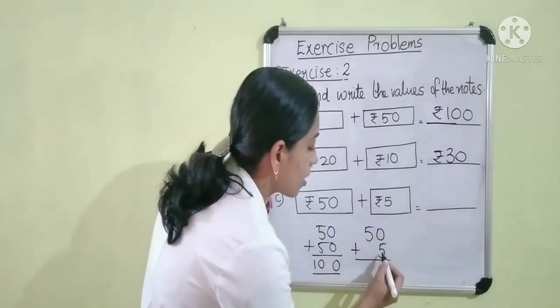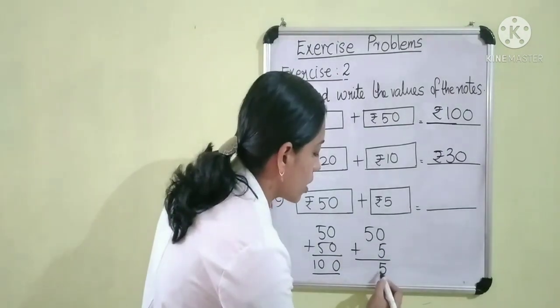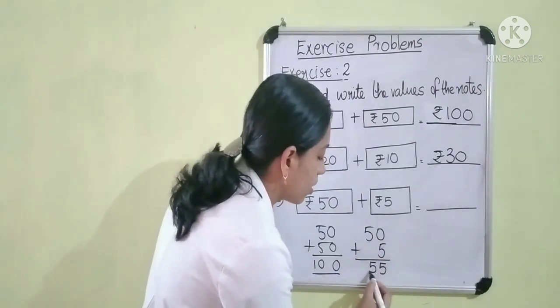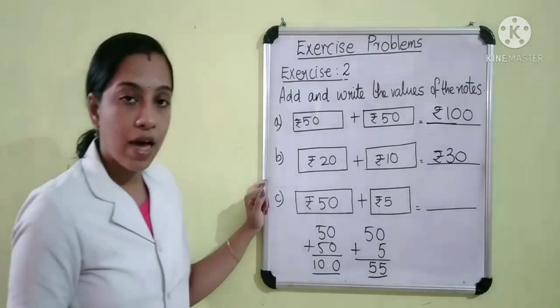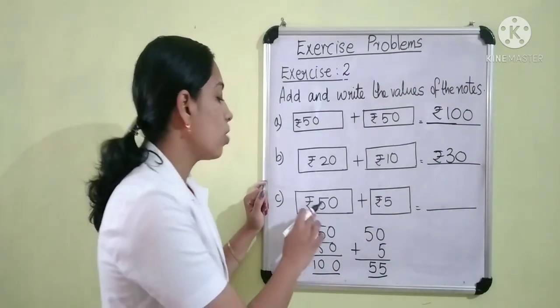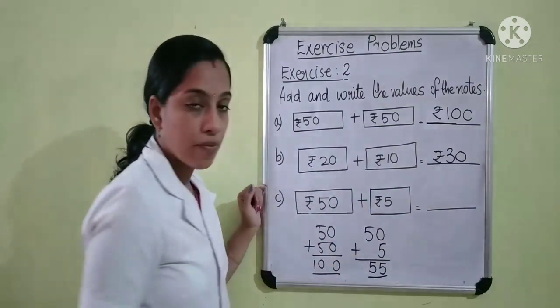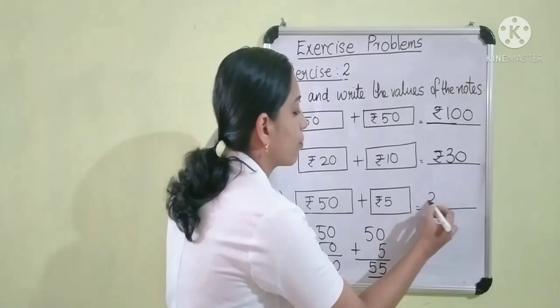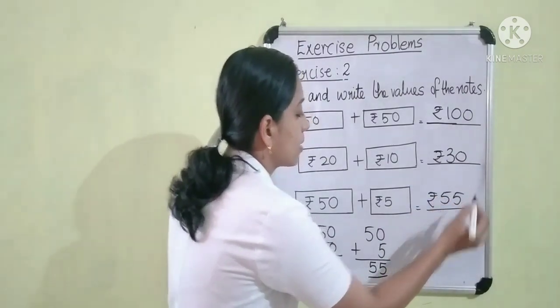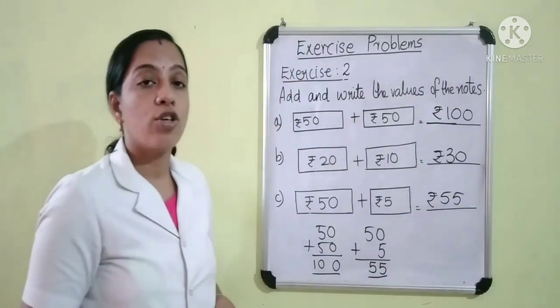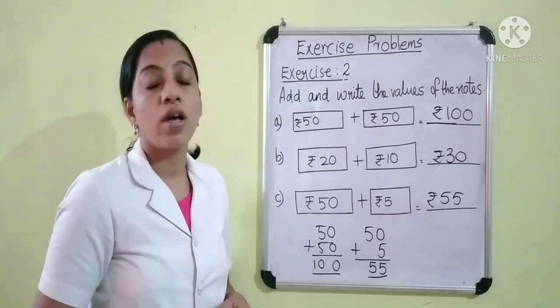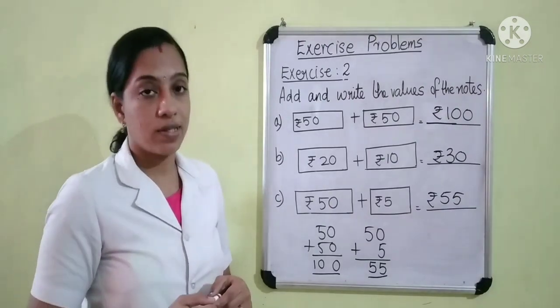So first we will add 0 and 5. 0 plus 5 is equal to 5. Then we will write 5 here. That is 50 plus 5 is equal to 55. So rupees 50 plus rupees 5 is equal to rupees 55. See children, in this way you can add and find out the values of the notes.